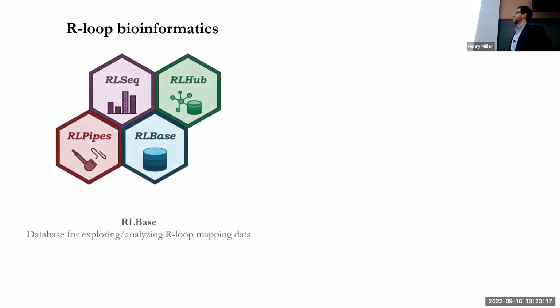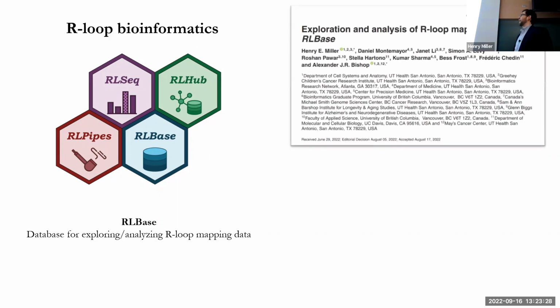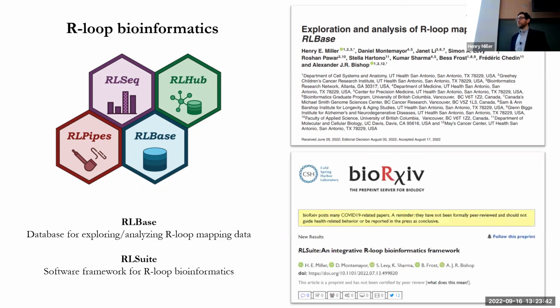Before I move on from this, I'm just going to mention briefly that as a result of this work, there was a lot of software and code developed, and that has now been packaged and provided openly for the R loop biology community. So the first that I want to mention is RLBase, which is a web server and database for the exploration and analysis of R loop mapping data. That was recently published a couple weeks back in Nucleic Acids Research 2023 database edition. And then there's also RLSuite, which is a software framework for R loop bioinformatics, and that is currently on bioRxiv as of a couple weeks ago.